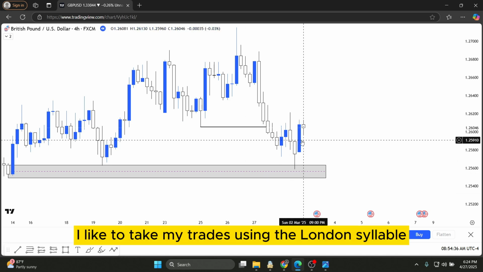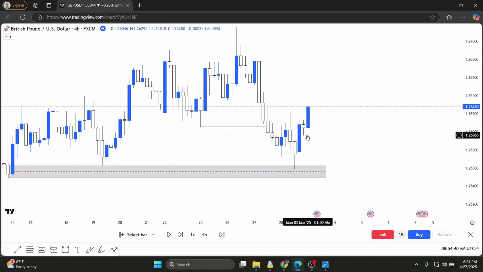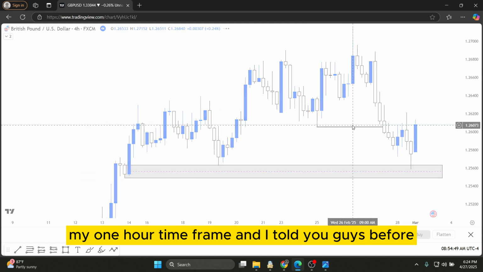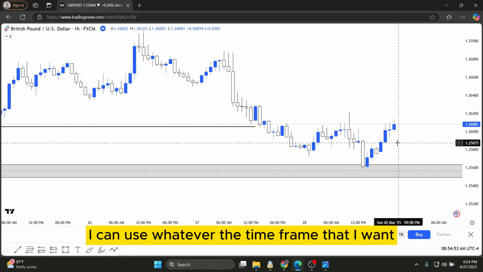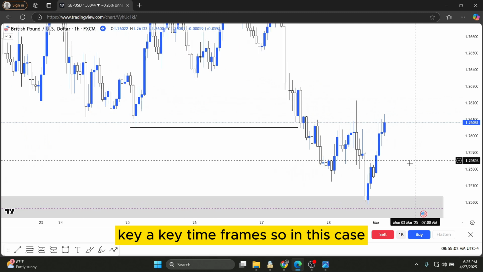take my trades using the London silver bullet area. So in this case, I'll go to my 1 hour time frame, and I told you before, I can use whatever time frame I want, but I'll use 4 hour, 15 minute, 1 minute as my main key time frames.